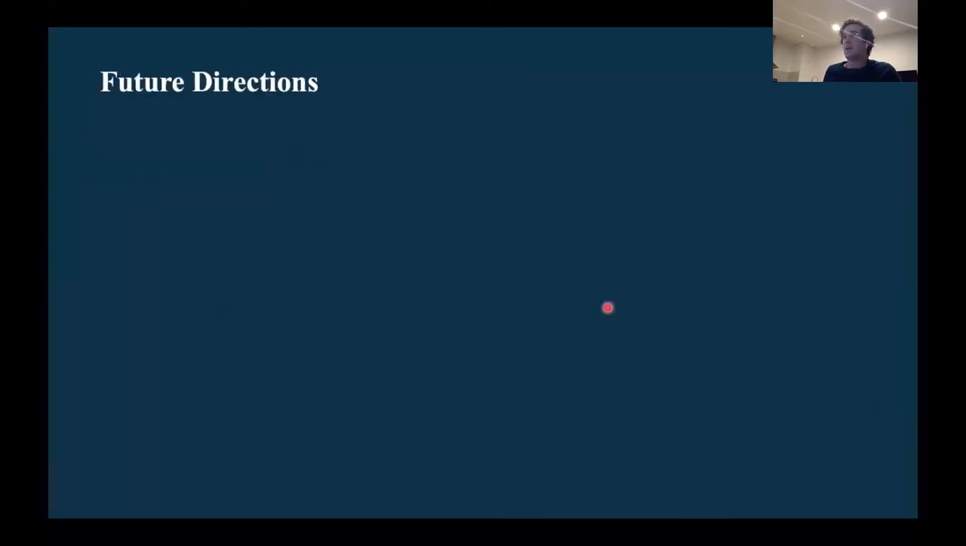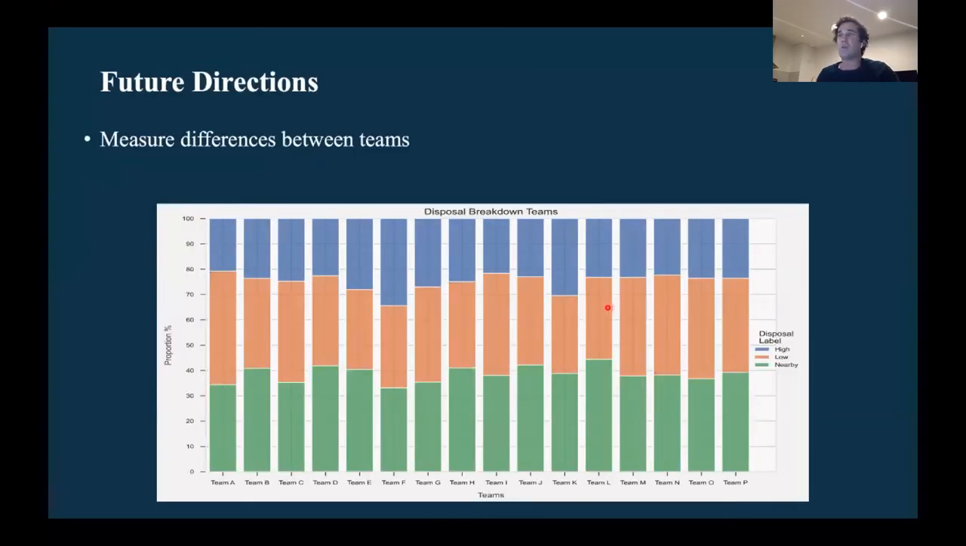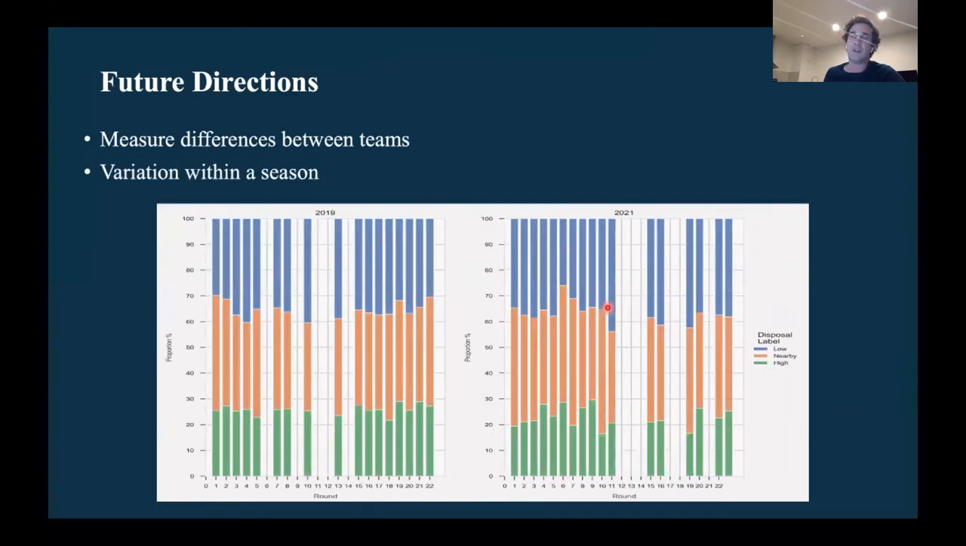But just for future directions, we could pass the classification model to understand differences between teams, and also if any variation exists within a season, to determine if other contextual variables impact congestion, such as the weather, for instance.